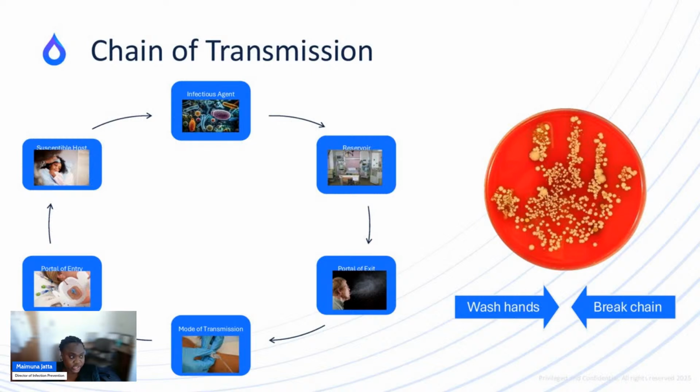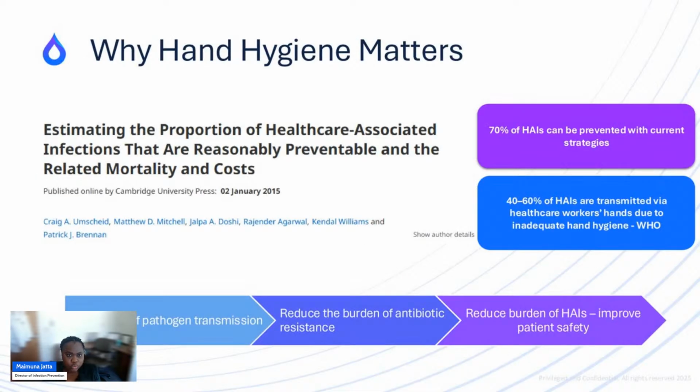All of these measures are effective, but the simplest and most effective is really hand hygiene. It directly interrupts the transmission at multiple points in this chain. Hand hygiene can be effective between the reservoir and the host, between the exit and the entry. Every time you wash your hands, you break that chain of infection. Why hand hygiene really matters?